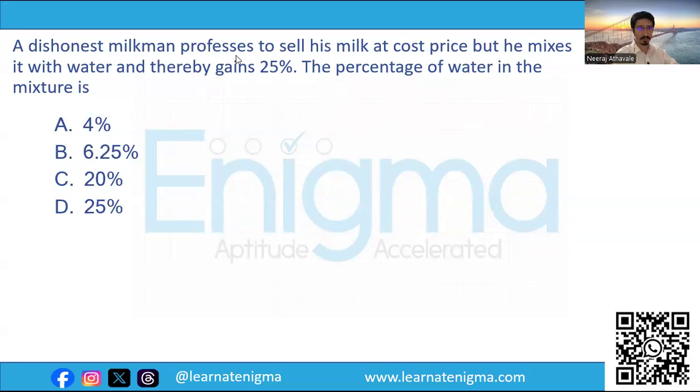A dishonest milkman professes to sell his milk at cost price, but he mixes it with water and thereby gains 25%. The percentage of water in the mixture is. Now, such kind of questions can be easily solved by using alligation technique. First of all, we can assume the cost price of milk as rupees 1 per liter.